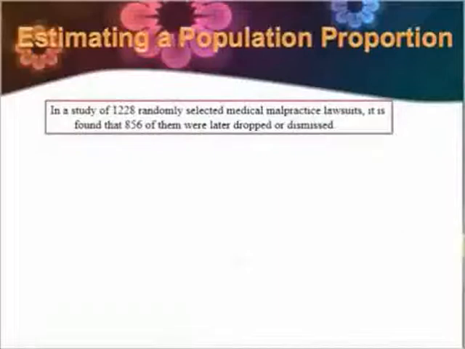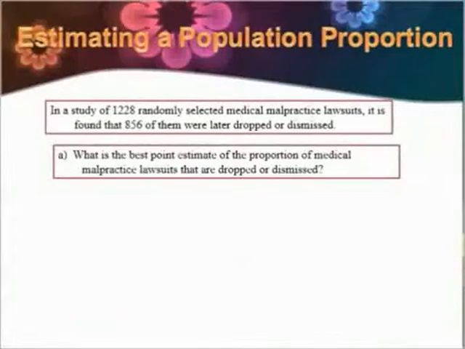Let's look at an example. In a study of 1,228 randomly selected medical malpractice lawsuits, it is found that 856 of them were later dropped or dismissed. What is the best point estimate of the proportion of medical malpractice lawsuits that are dropped or dismissed?